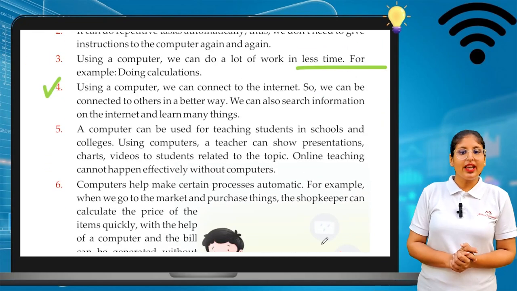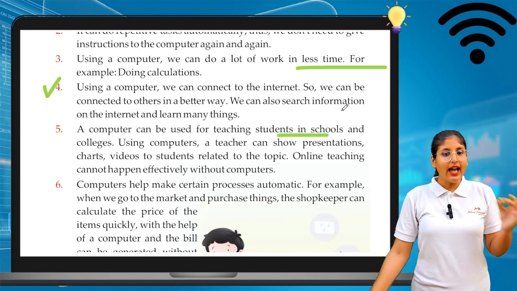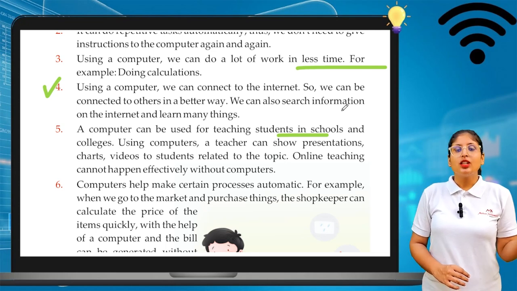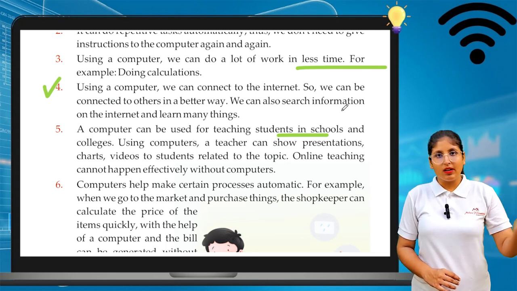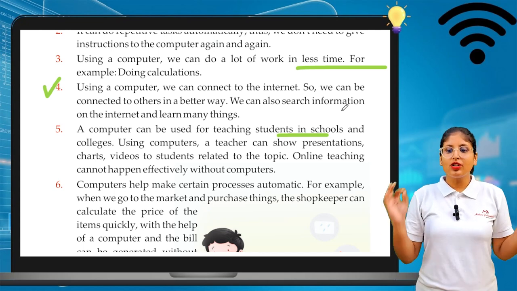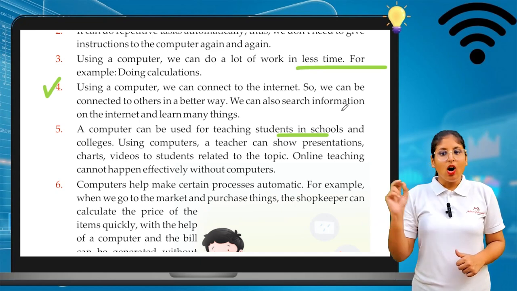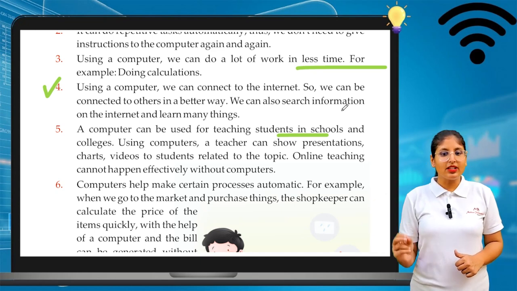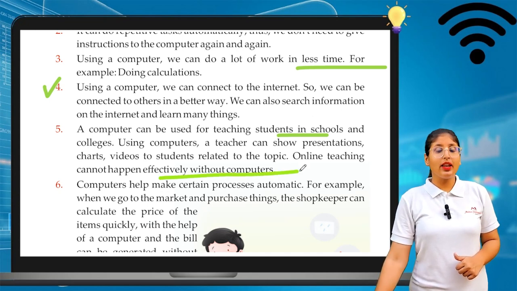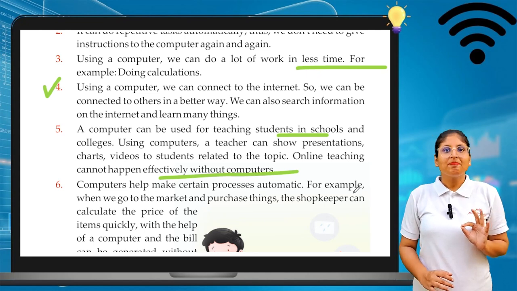Next, a computer can be used for teaching students in schools and colleges also. Nowadays, the computer is very helpful for teaching students in school as well as in colleges. Using a computer, a teacher can show presentations, charts, and videos to the students related to the topic. Online teaching cannot happen effectively without computers. Nowadays, online teaching is also there, so online teaching is impossible without computers.